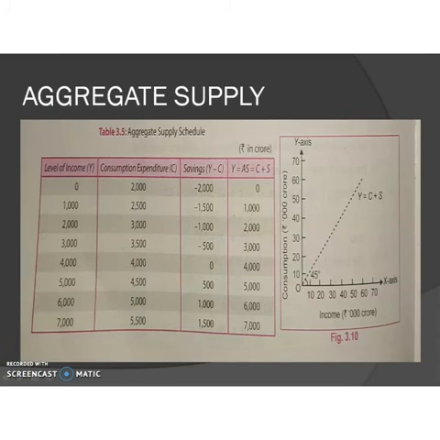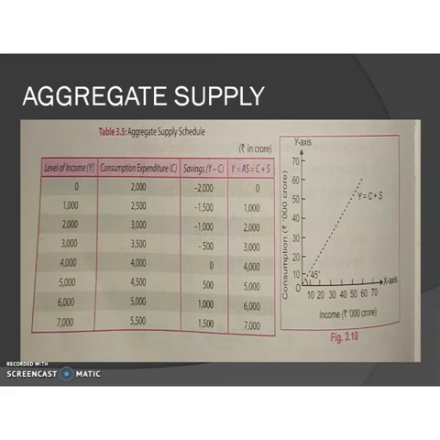So if we get consumption expenditure and saving expenditure, we can calculate aggregate supply or income. Aggregate supply is otherwise known as national income of the economy. So national income is equal to consumption expenditure plus saving expenditure. So we can calculate consumption expenditure and saving expenditure at different levels of income.